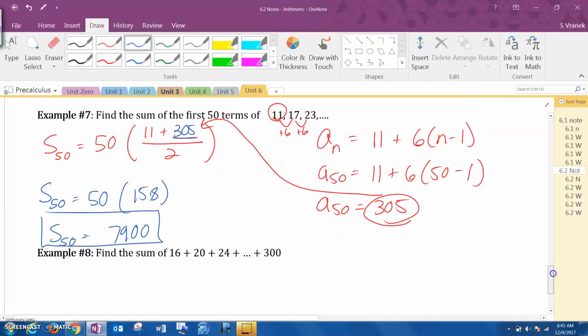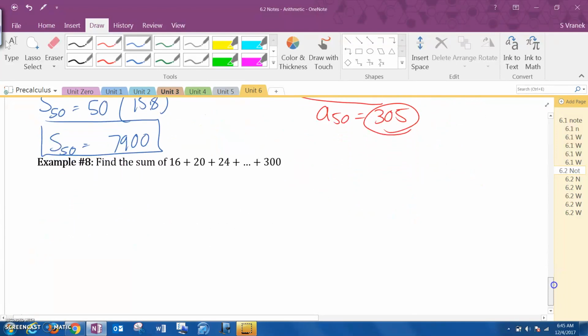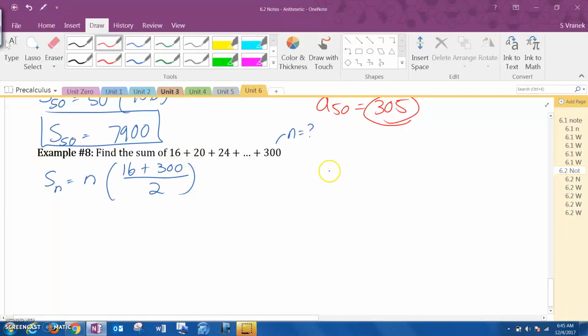All right, and now, let's do it one more time. We have a problem though. I don't know what term this is. What is n? So if I do S sub n, I don't know what n is. I do know that the first term is 16 and the last term is 300 over 2, but I don't know what n is, so I'm stuck again. I need to find out what n is. So we're going to have to do the same thing. We need to come up with an a sub n formula to solve that.